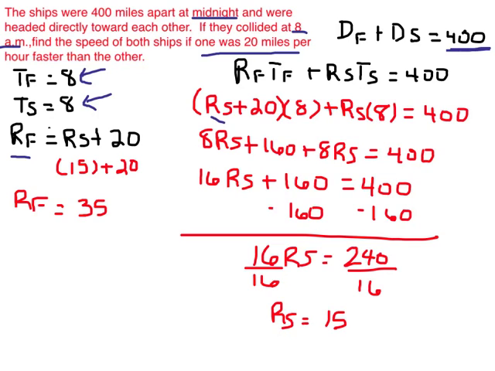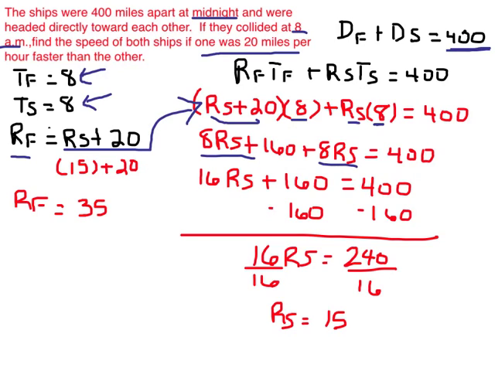So rate of the second plus 20, that's what we're substituting in right here, times 8, which is the time, plus 8 times RS equals 400. We've got 8RS plus 160 plus 8RS equals 400. Add our like terms. 16RS plus 160 equals 400. Subtract 160 from both sides, and I have 16RS is equal to 240. When I divide both sides by 16, I find that RS is 15.